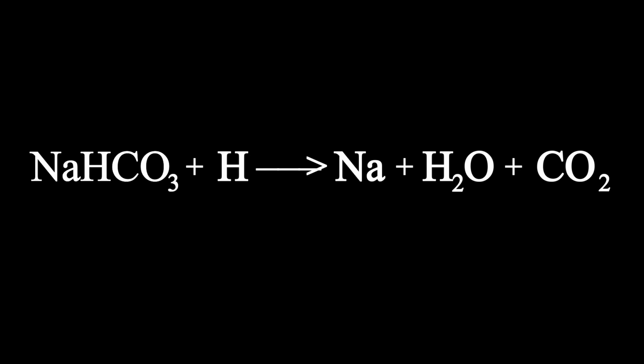So now what we have here is the chemical equation, which is NaHCO3 plus H, and on the other side we have Na plus H2O plus CO2. And once again, this is what makes the brownies rise up as they are baking in the oven.